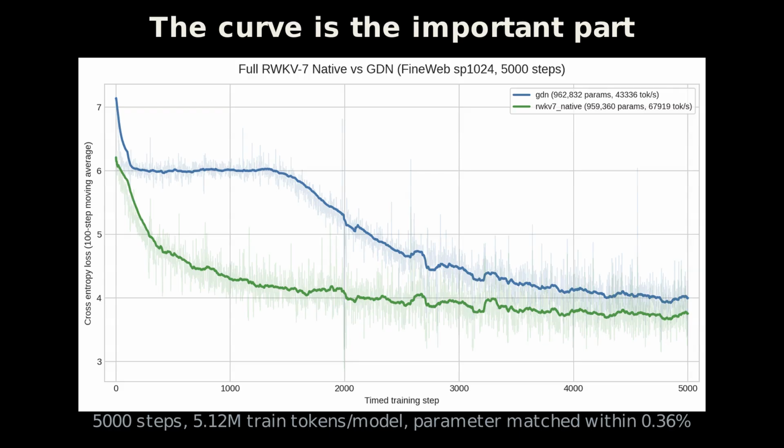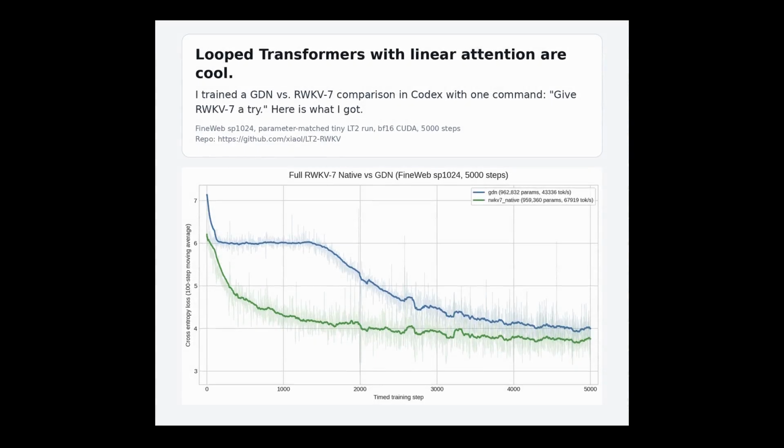Look at the smoothed training curve. In this 5,000-step ablation, RWKV-7 drops faster and stays below GDN. It is still an early, small-scale run, not the final pre-training verdict. Correct, but it is a strong reason to run the full comparison.